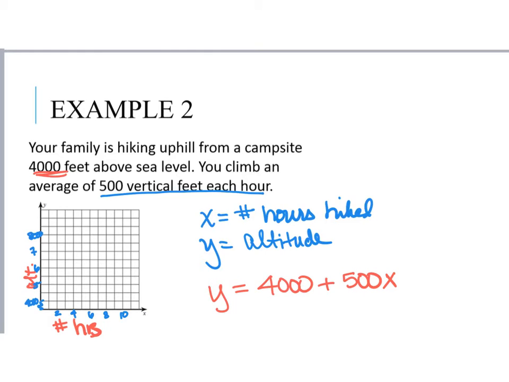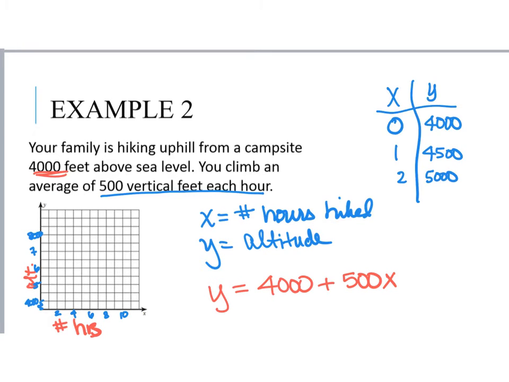So you can go ahead and create a table of values if you like. So if we do that, I have my x and I have my y. Again, it doesn't make sense to have negative numbers of hours, but I can start out at 0. When I have 0 hours, I have a height of 4,000. After 1 hour, I'm at 4,500. 2 hours will be at 5,000. 3 hours will be 5,500, and so on.